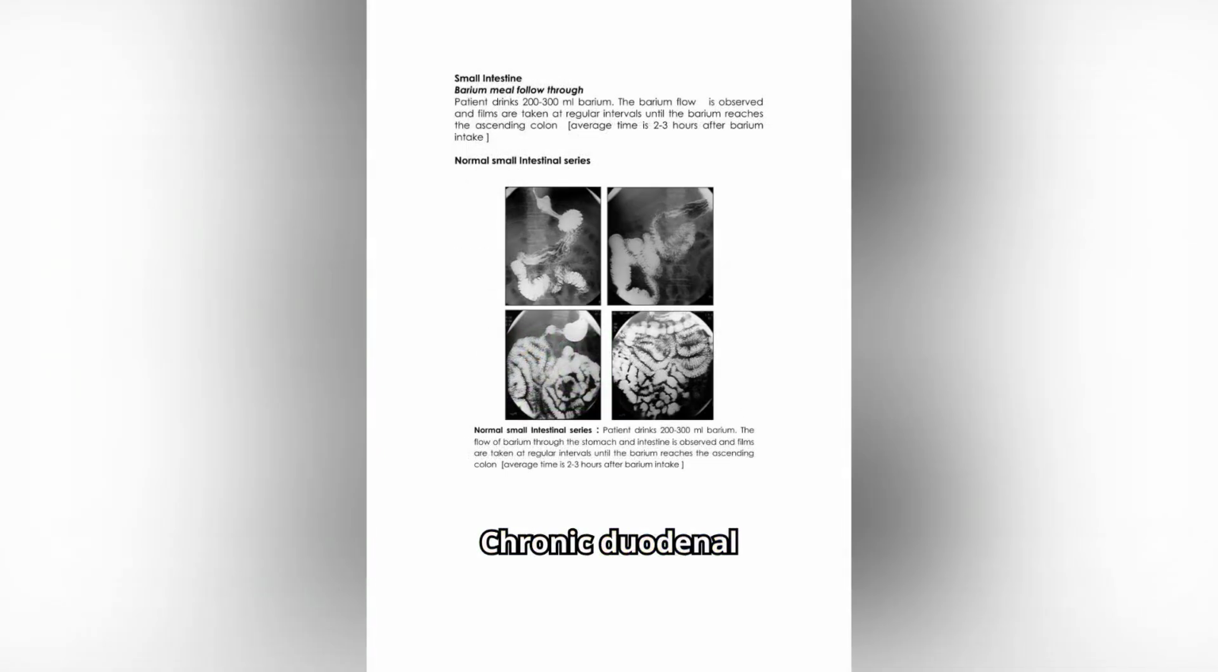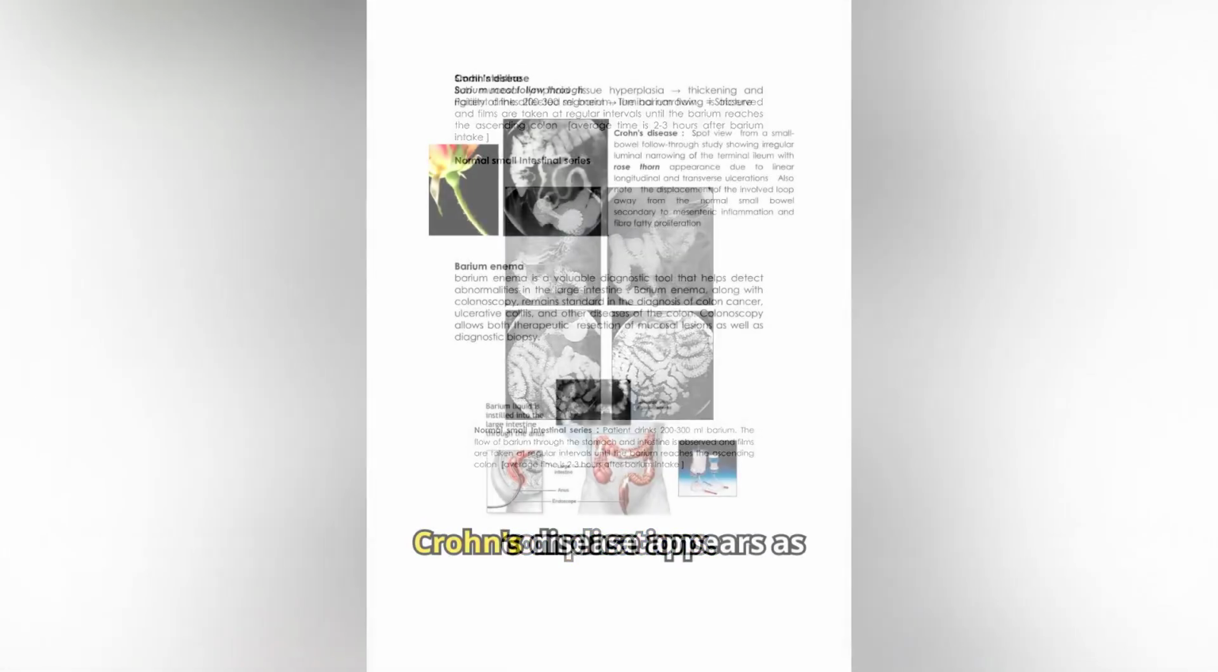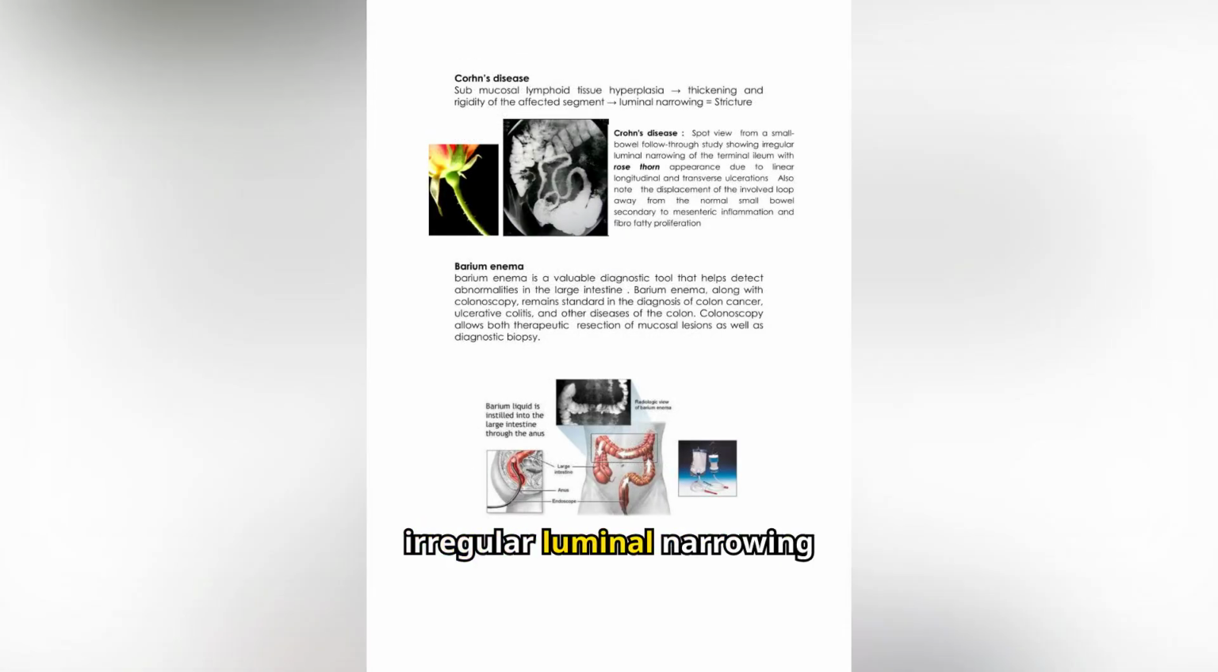Chronic duodenal ulcers cause scarring and deformity of the duodenal bulb, creating the classic trefoil appearance, highlighting the need for ongoing medical management to prevent complications. Crohn's disease appears as irregular luminal narrowing with a rose thorn appearance on small bowel follow-through studies, indicating severe inflammation and necessitating comprehensive medical treatment.